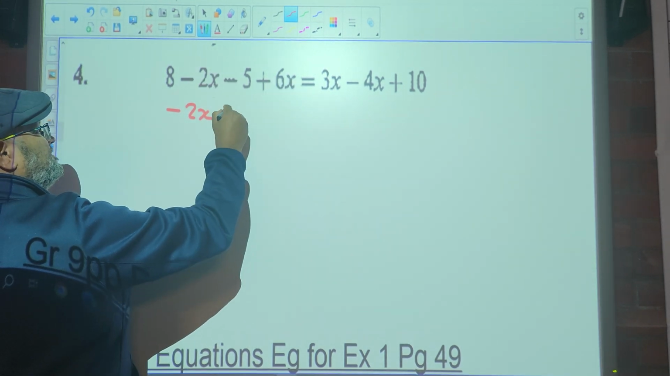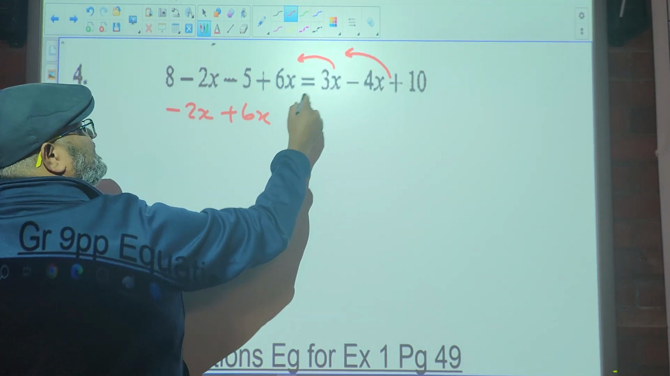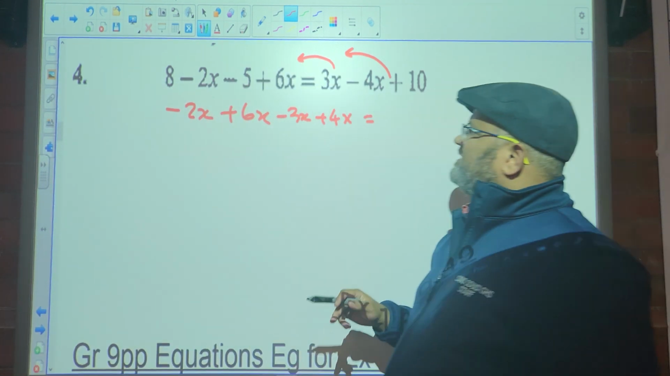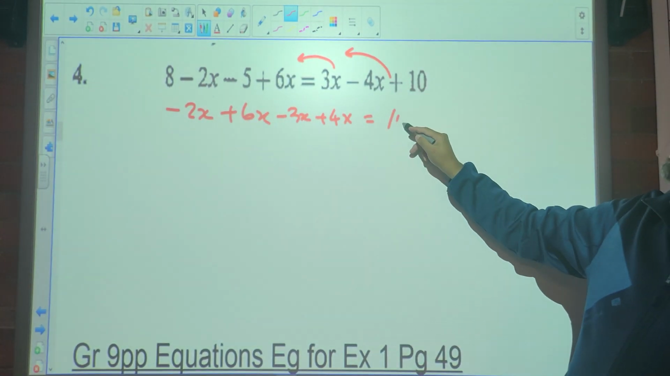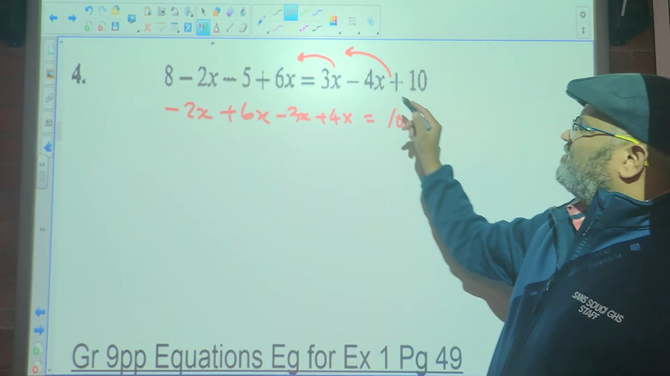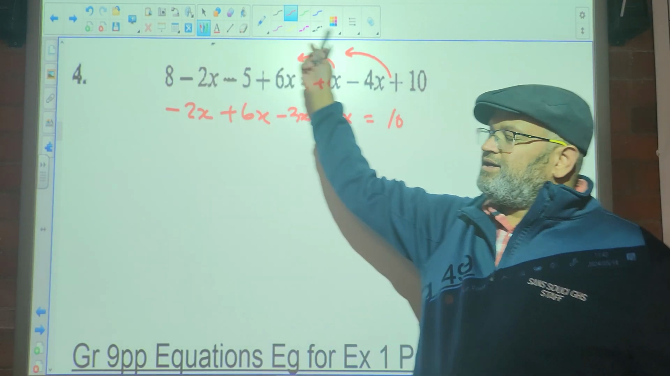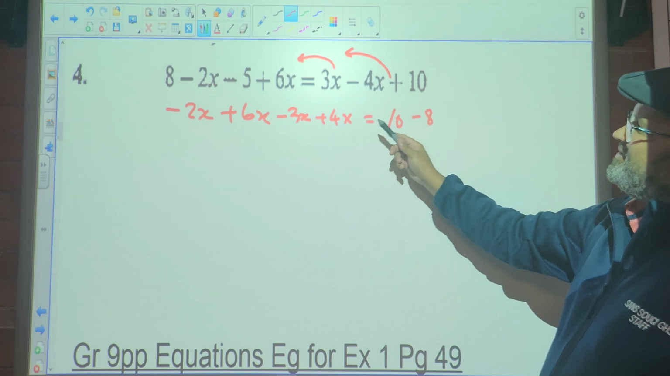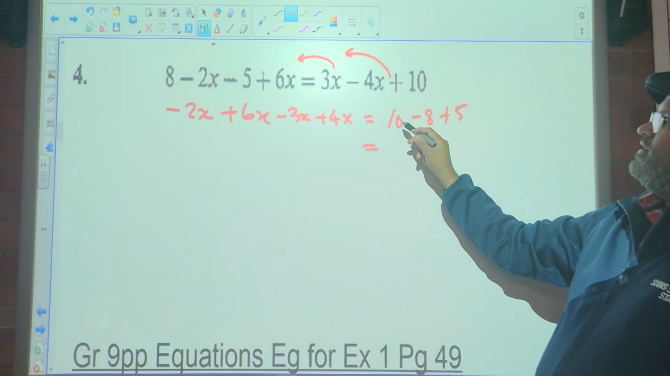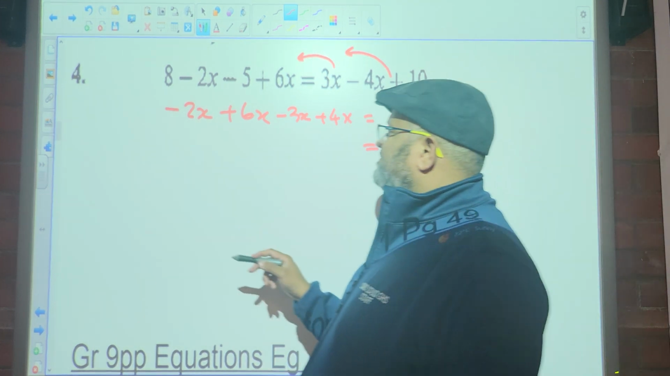So negative 2x plus 6x. So I'm bringing the 3x over and the negative 4 over. So it becomes negative 3x plus 4x. You all agree with that? Equals. 10 is staying here, so the sign doesn't change. You're bringing 8 over, if there's no sign, there's a positive. Bring a positive 8 over becomes negative 8. Bring negative 5 over becomes positive 5. What's 10 minus 8 plus 5? It is 7.